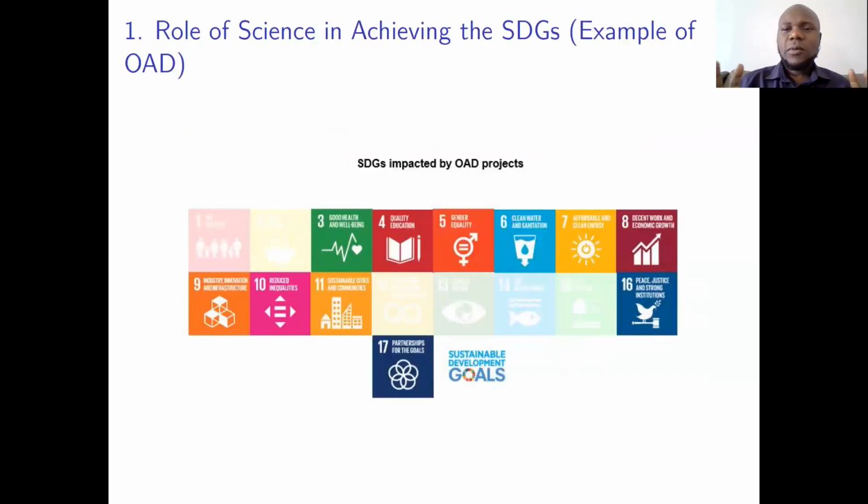So what is the role of science in achieving the sustainable development goals? We look at ourselves as the OAD, as a science organization, to see what impact has come out of all the activities and projects we are doing. This is just a picture that's showing some of the sustainable development goals in which our activities and projects have had some level of contribution.